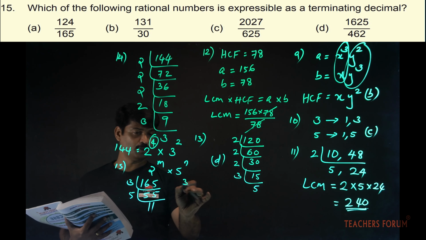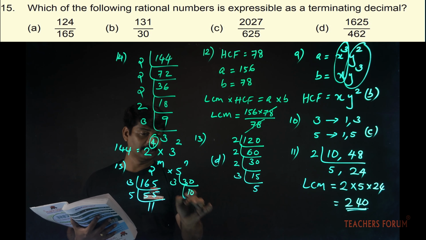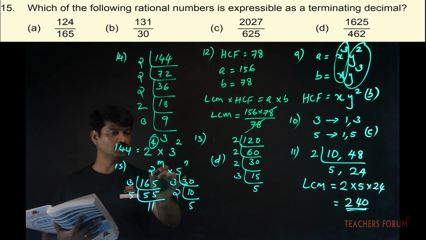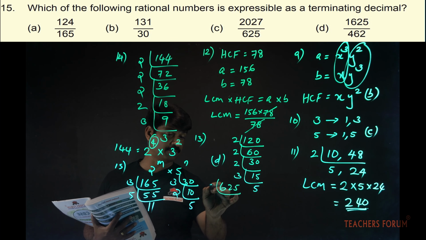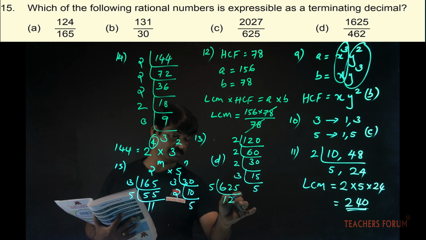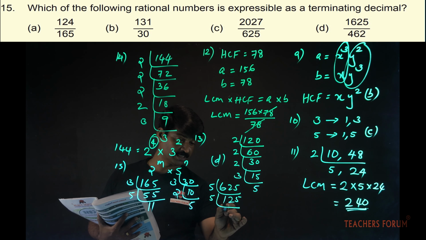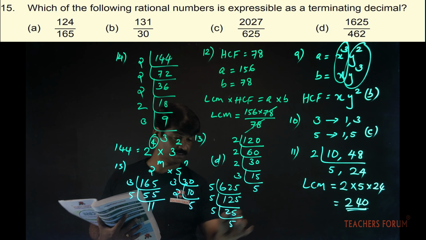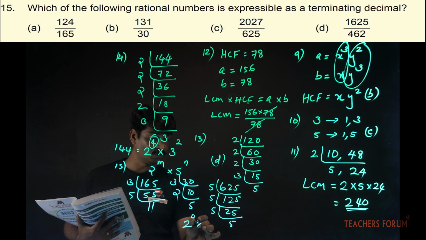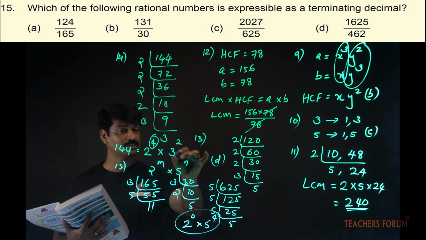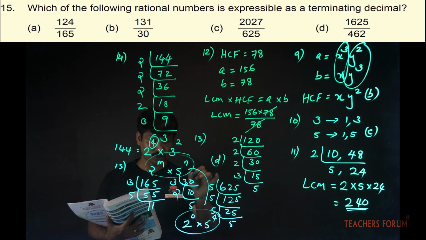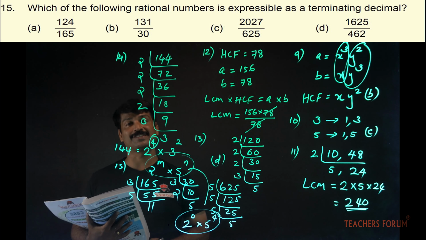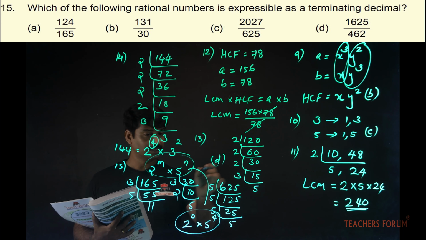The second one, 30. When you prime factorize 30, you can divide by 3, you will be getting 10. You can divide by 2, you will be getting 5. Is it of the form 2 raised to m into 5 raised to n? No. Now option C, 625. When you divide 625 by 5, you will be getting 125. Again you can divide by 5, you will be getting 25. Again divide by 5, you will be getting 5. So it is of the form 2 raised to 0 into 5 raised to 4. So it is of the form 2 raised to m into 5 raised to n. In C, the denominator is 625, that can be expressed in the form 2 raised to m into 5 raised to n. So it gives a terminating decimal.